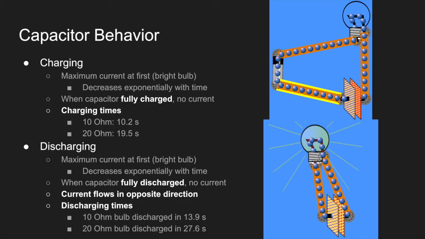With a 10 ohm bulb, the capacitor charged in 10.2 seconds, and with a 20 ohm bulb, 19.5 seconds. This seems reasonable given that the 20 ohm bulb has twice the resistance of the 10 ohm bulb. When the battery is removed and the capacitor is discharging, the magnitude of current operates the same as when charging, but flows in the opposite direction. With a 10 ohm bulb, the capacitor discharged in 13.9 seconds, and with a 20 ohm bulb, 27.6 seconds.